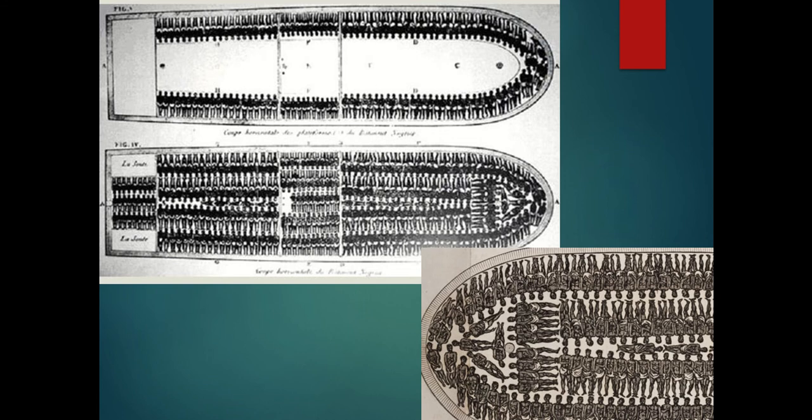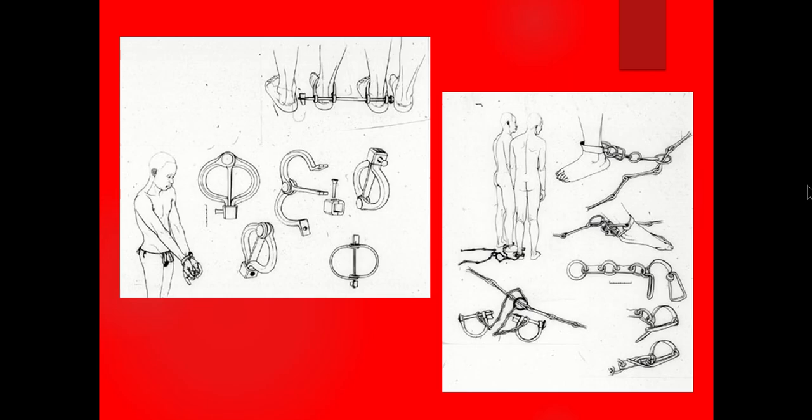Here's another depiction of just the amount of people that these awful, horrible people would pack into their ships. Just the amount. It's absolutely devastating. It's terrible. Here is just an idea or some drawings, some illustrations of some restraints or shackles that may be placed onto these slaves. So they had ones for their feet, ones for their hands.